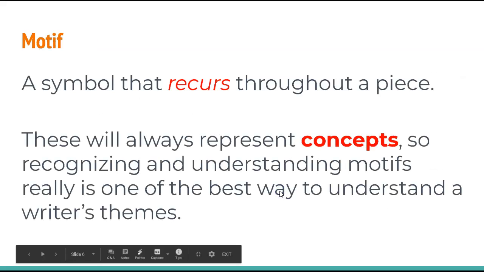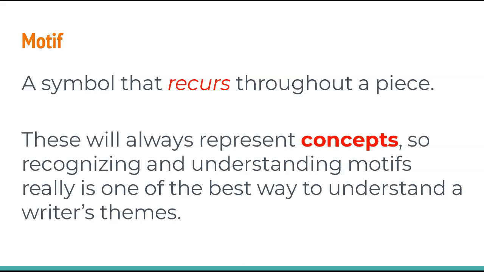Now, the next thing we want to touch on is motif. Now, remember that all a motif is a symbol that does not just occur one time in a story. It occurs throughout a piece, the beginning, the middle, and the end in most cases. These, just like symbols, will always represent concepts. So recognizing and understanding them is really one of the best ways to understand a writer's themes.